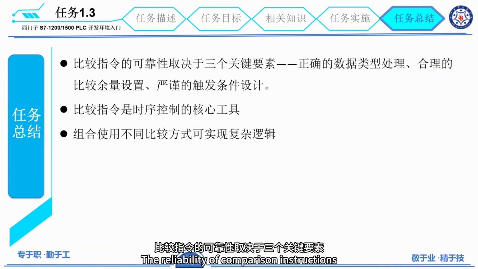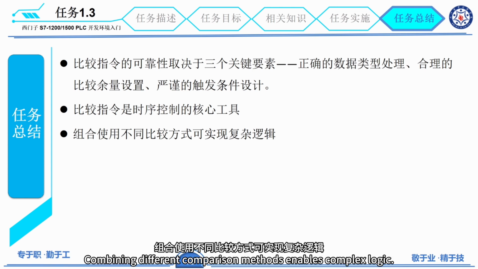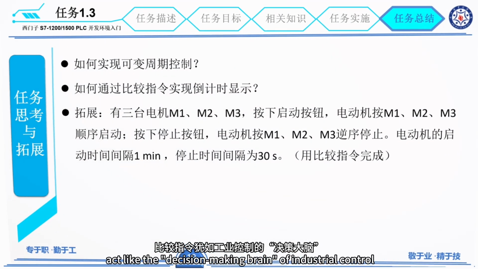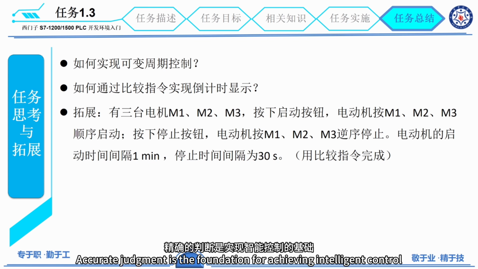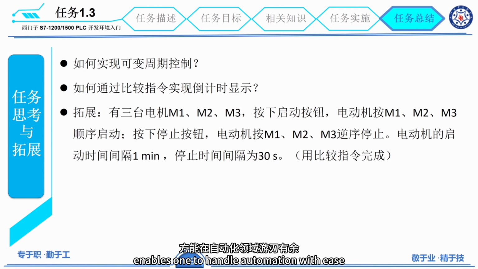The reliability of comparison instructions depends on three key elements: correct data type handling, reasonable setting of comparison margins, and rigorous design of trigger conditions. Comparison instructions are the core tool for sequence control. Combining different comparison methods enables complex logic. Comparison instructions act like the decision-making brain of industrial control. Accurate judgment is the foundation for achieving intelligent control. Mastering the essence of their application enables one to handle automation with ease.